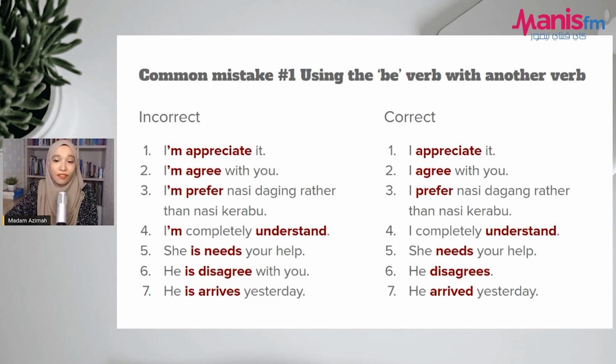All right, so these are verbs that learners often confuse, and then they put the be verb in front of these verbs. So that is incorrect. So I hope you are paying attention and you can rectify your mistake. Okay? All right.